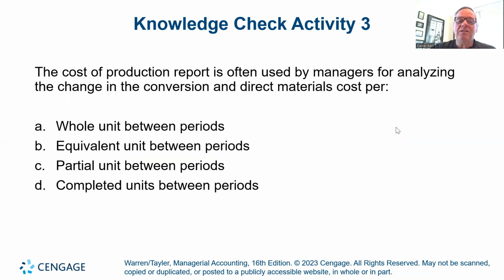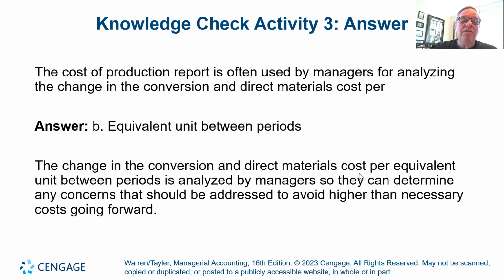So we just did that. When we did that, did we do that for whole units between periods? Did we do that with equivalent units between periods, partial units between periods, or completed units between periods? Which of the four did we do? And you already know the answer to that. It is B, the equivalent units.